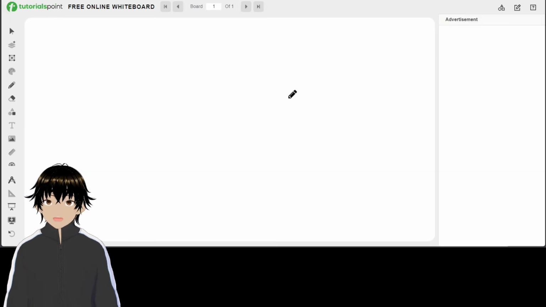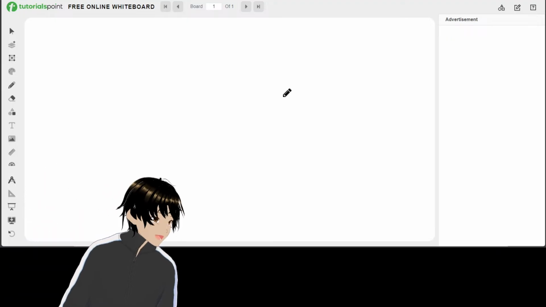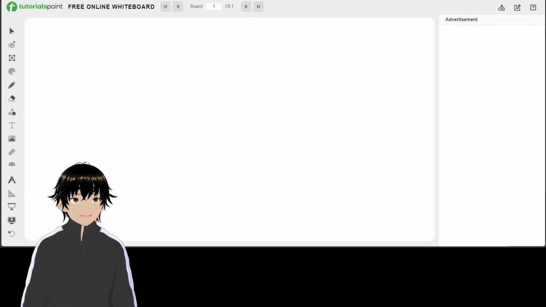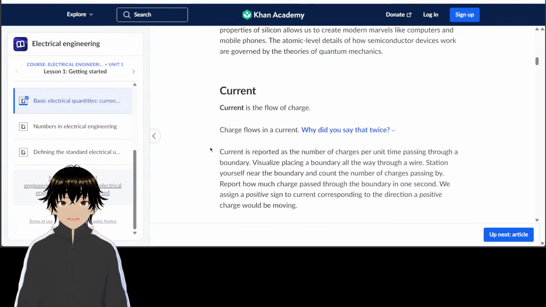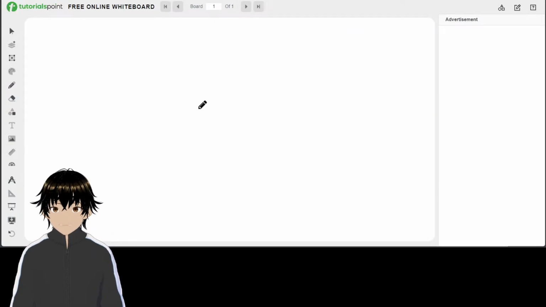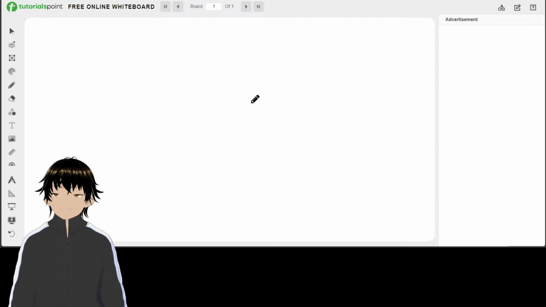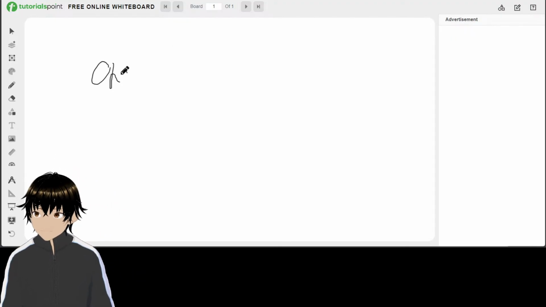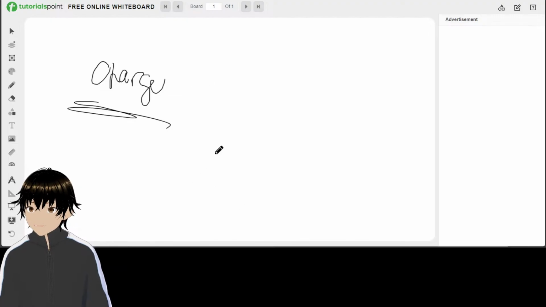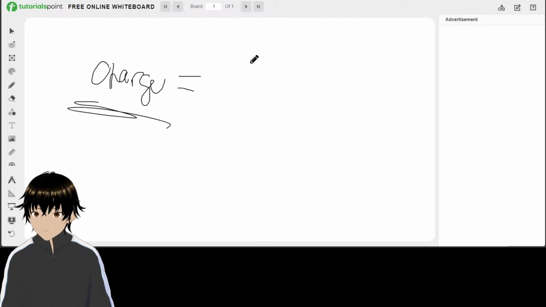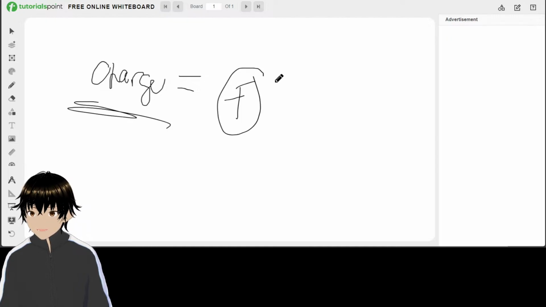Let's do a little bit of a review on what we just read earlier. So we have charge and conductors. What is charge? Charge is basically just the source of force. Let's say you have force, the source of that is charge.